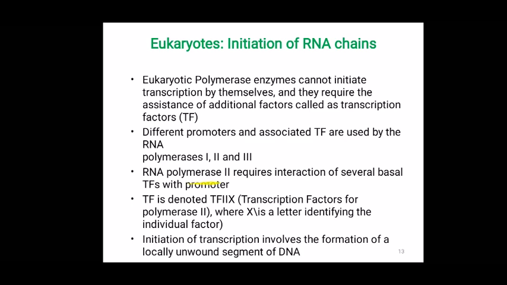The RNA polymerase 2 requires interaction of several basal transcription factors with the promoter. Transcription factor is denoted as TF followed by polymerase number. It may be 1, 2 or 3. Here it is 2 followed by X. The X is the letter identifying the individual factors. The initiation of transcription involves the formation of a locally unwound segment of the DNA.